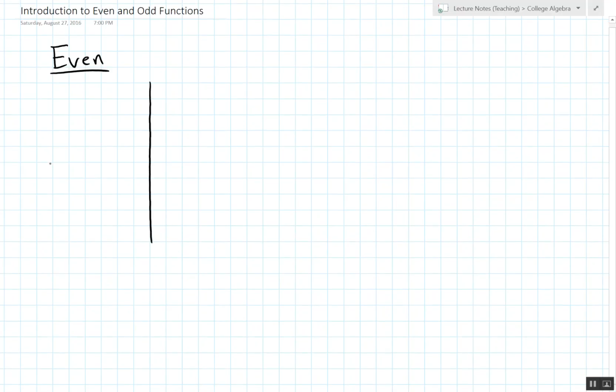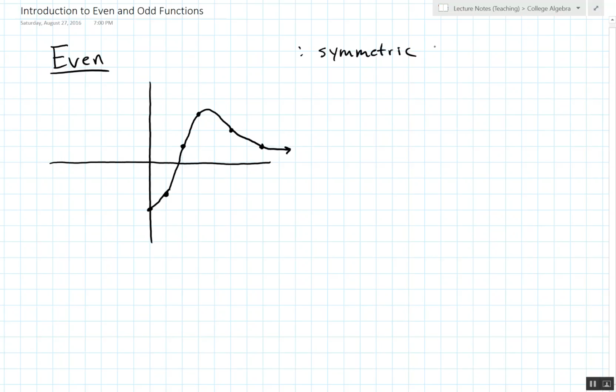So I'm just going to draw some points here at random and just kind of connect them with the graph. So let's look at this function, whatever it might be. It's just something I picked at random. So this is what even means. Even means symmetric about the y-axis. This is what even means.